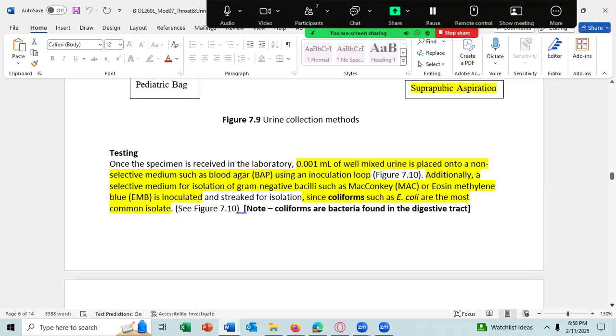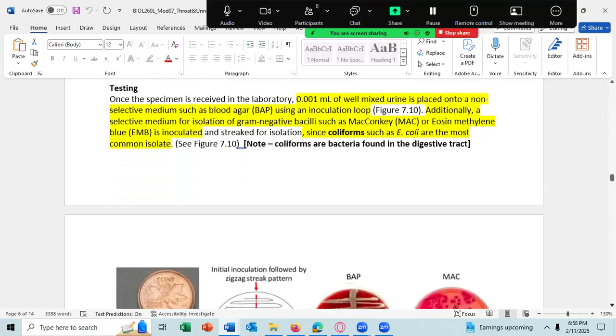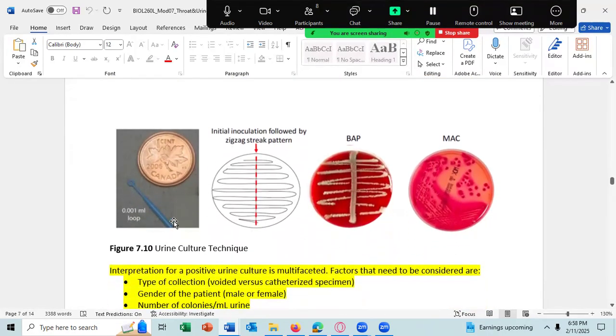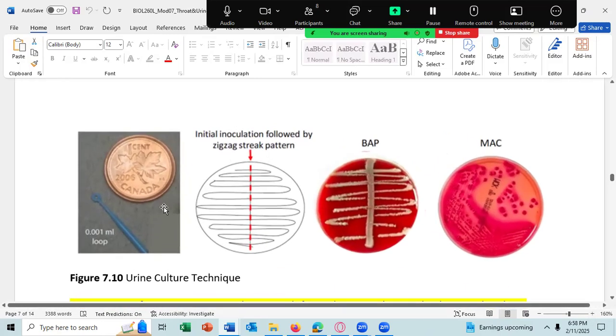All right. Once the urine specimen is obtained in the lab, only 0.001 milliliter, that's 1,000th of a milliliter or 1 microliter of the urine, is placed on a blood agar plate, a BAP plate, using a special inoculation loop that measures exactly 1 microliter. And there we're seeing it there. There's the loop, and that's filled with urine right there. And what you do is you streak it this way and then streak it that way. And then you get your blood agar plate, something like that.